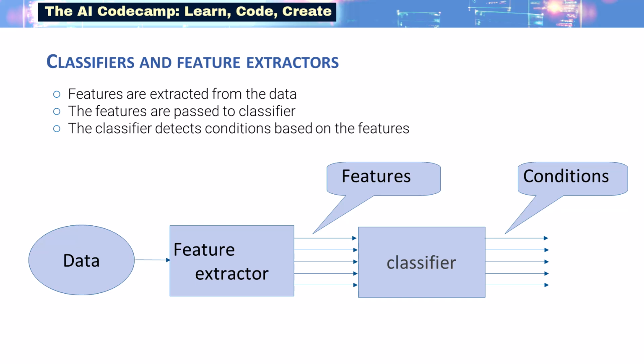Once we have trained the classifier, we can switch to recognition mode. In this mode, again, the feature extractor will extract the features, and then, based on those features, using the existing training, the classifier will start recognizing and outputting the recognized conditions or classes.